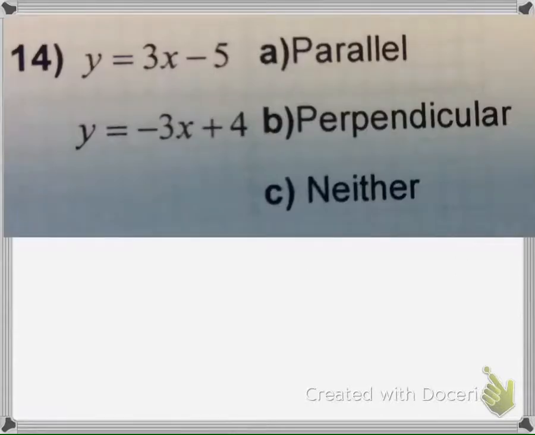All right, so this time we don't have a picture to look at. So go ahead and identify whether the lines are parallel, perpendicular, or neither. So hopefully you're thinking, well, this slope is 3.